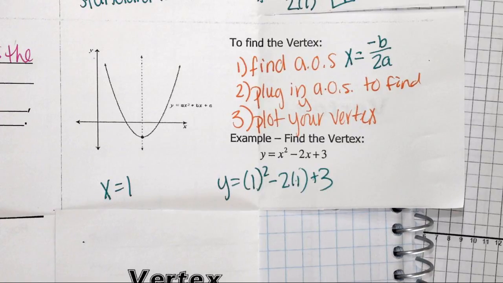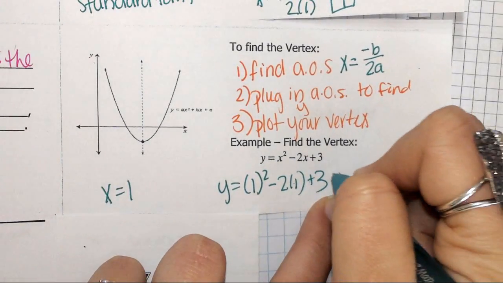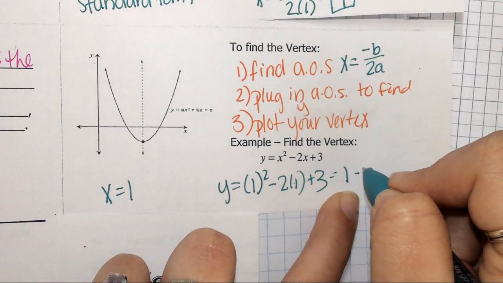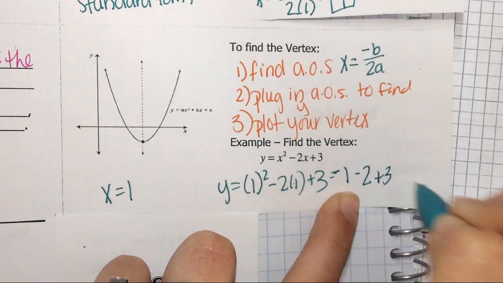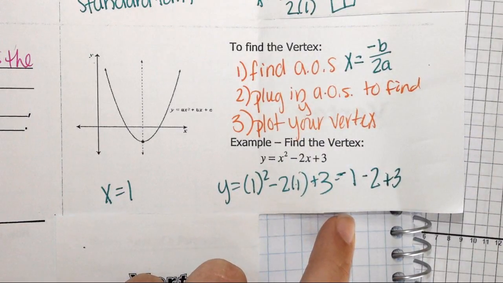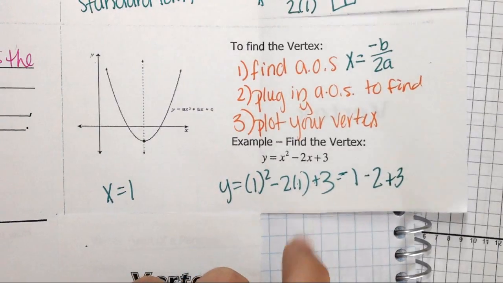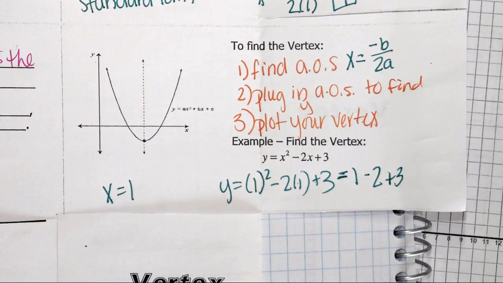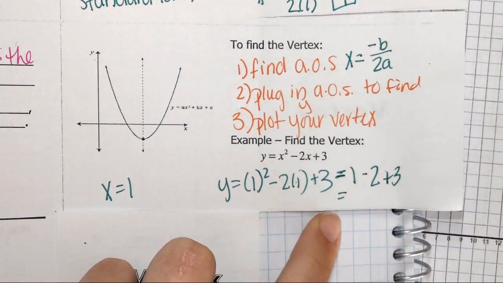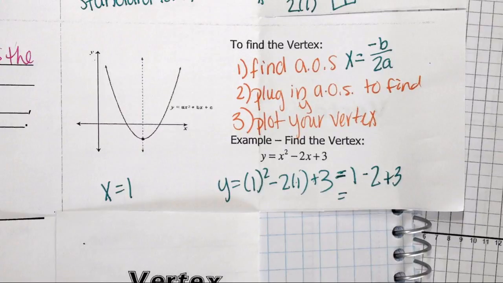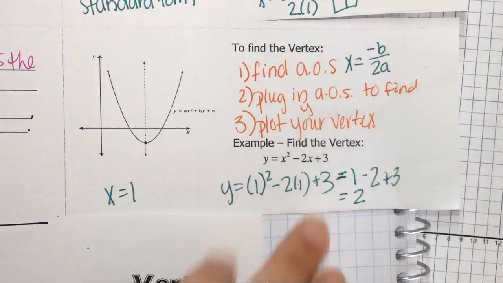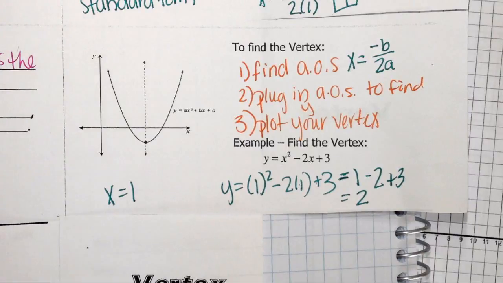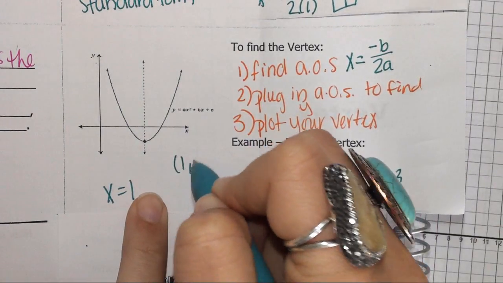I like that you threw your pencil down afterwards, like you're done. All right, what is 1 squared? One. All right, what's 2 times 1? There's a negative there. All right, what's 1 minus 2? Negative 1. And what's negative 1 plus 3? Two. All right, so our vertex is at 1, 2.